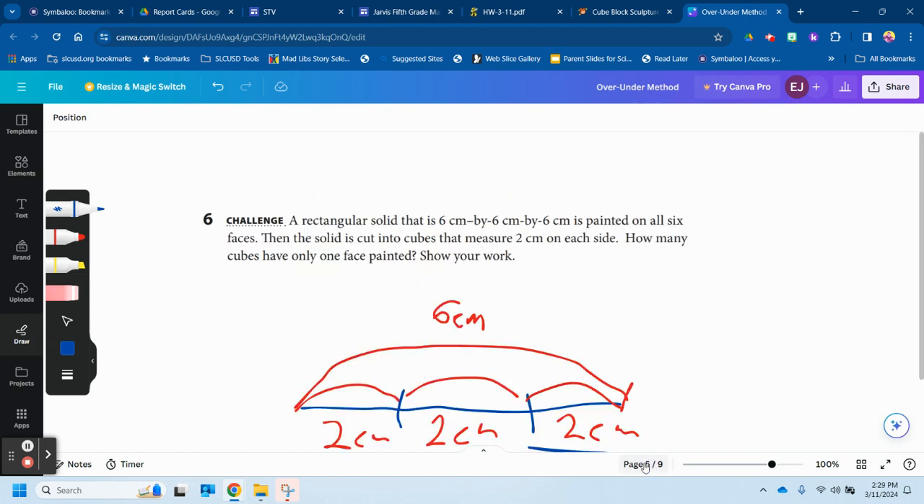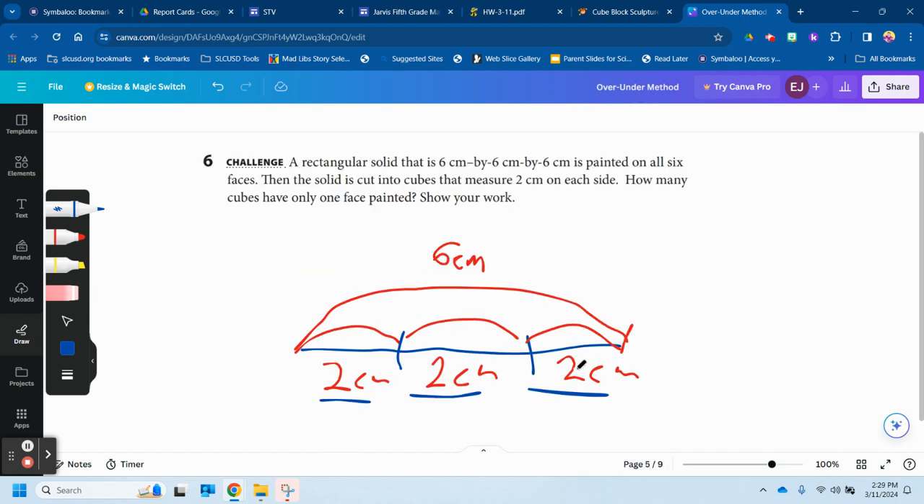So let's take a look at the next page. This one was kind of tough. We have a 6 by 6 by 6 cube, with faces, but they cut it up. Each cube is 2 centimeters in width, length, and height. So that would mean that if it was 6 centimeters, I'd need 3 cubes across. So it's really 3 by 3 by 3 now. Well, what are they asking? How many cubes have one face painted?